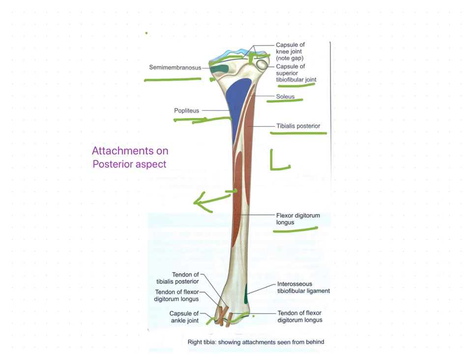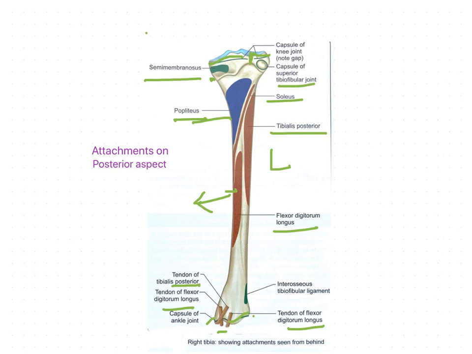Some of the structures show relation on the posterior aspect. We can see from medial to lateral the tendon of tibialis posterior, then the tendon of flexor digitorum longus, and another tendon, also the tendon of flexor digitorum longus. All these are related on the posterior aspect of the tibia, and these are all the structures.